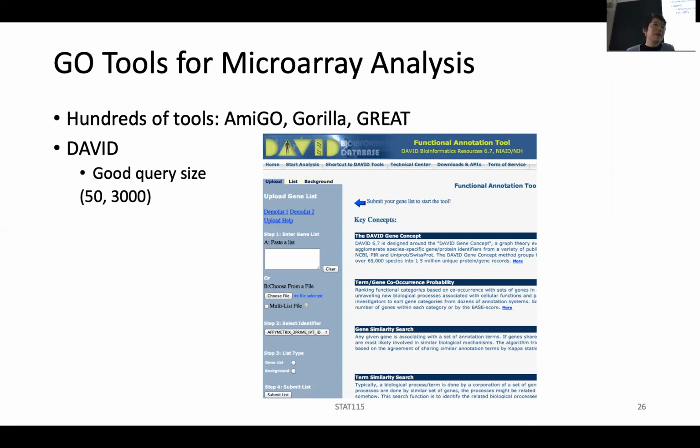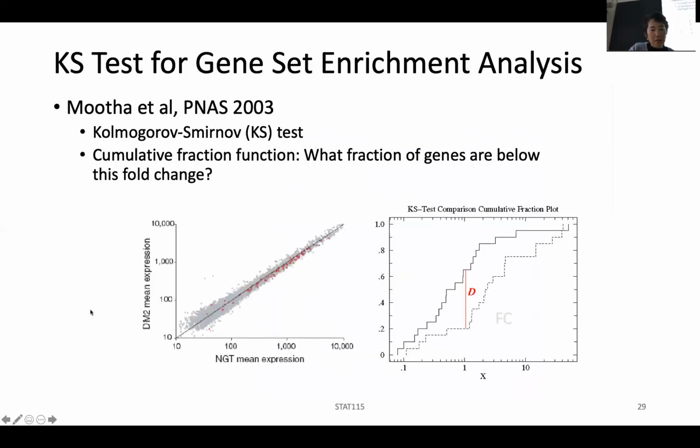And then you want to use the FDR adjusted one to decide how to report this in your paper. Okay, so for today, I don't think we will have time to talk about gene set enrichment analysis.